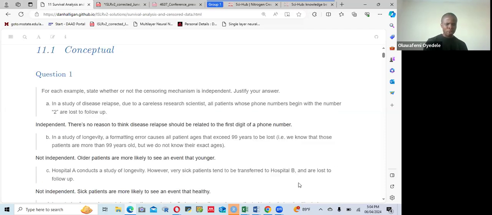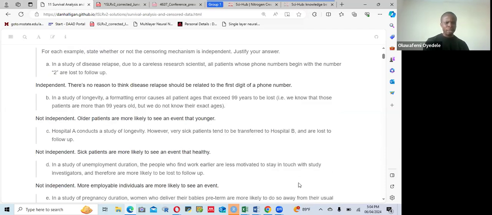Okay, in the second part, they asked about a study of longevity, where a formatting error causes all patients' ages that exceed 99 years to be lost. That is, we know that those patients are more than 99 years old, but we do not know their exact ages. So here we see that this is not independent.